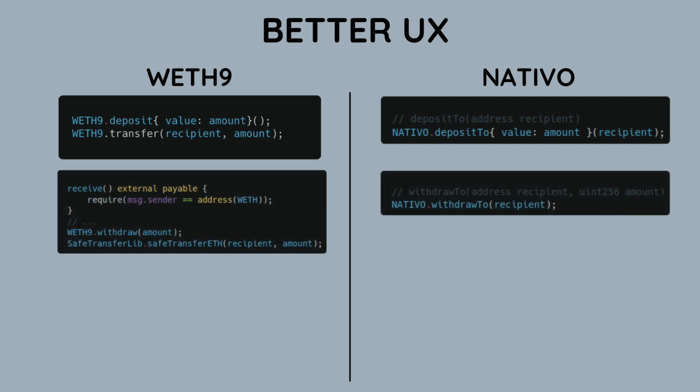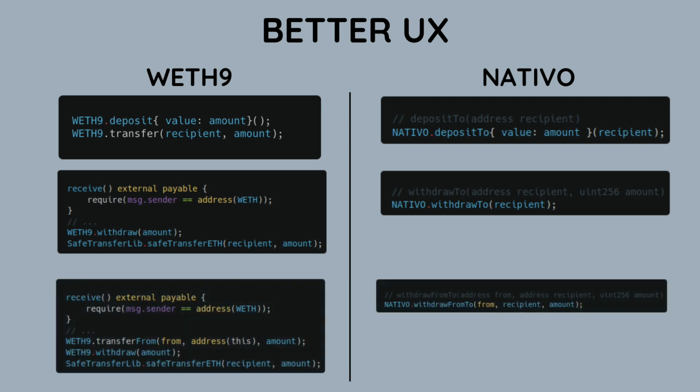What if we are a contract and we want to withdraw to a user account? On WETH we first have to create a receive fallback that checks that WETH is transferring the Ether, and we have to do a withdrawal and then a safe transfer. In Nativo, we just have to use withdrawTo. And what if we have to withdraw from another account and send the Ether to another account? On WETH9, we have to do a lot of things, but in Nativo, we have the function withdrawFromTo.